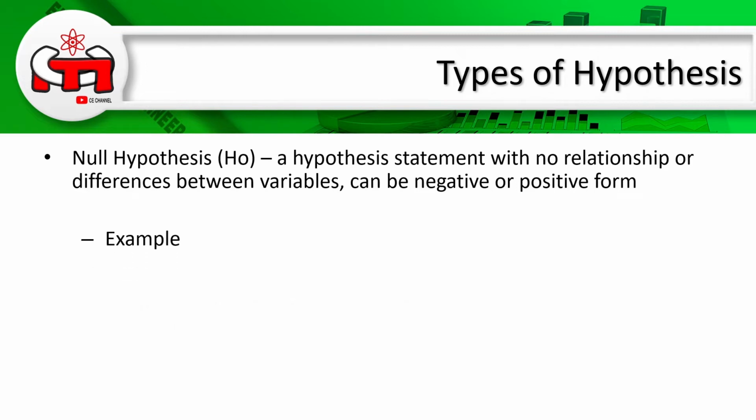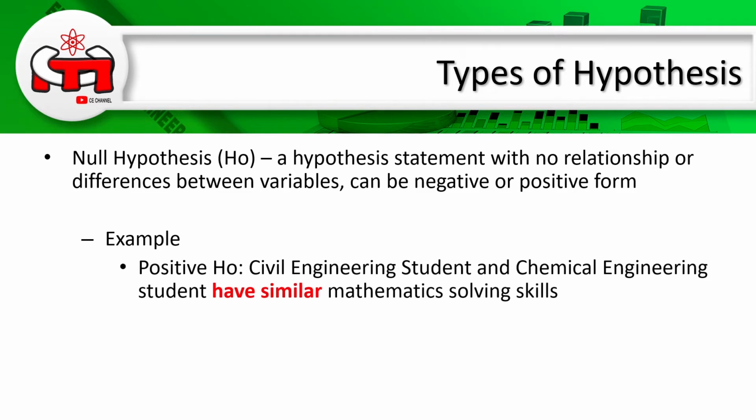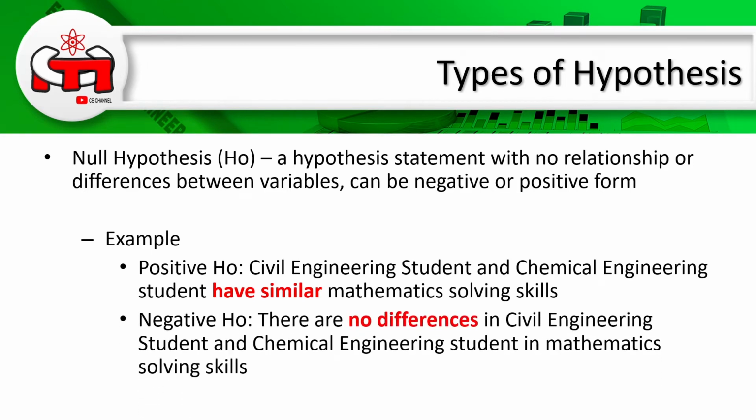For example, positive form, H sub O: civil engineering students and chemical engineering students have similar mathematics solving skills. Notice that the positive word is similar. Another example is for negative form, H sub O: there are no differences in civil engineering students and chemical engineering students in mathematics solving skills. Notice that the negative word is no.